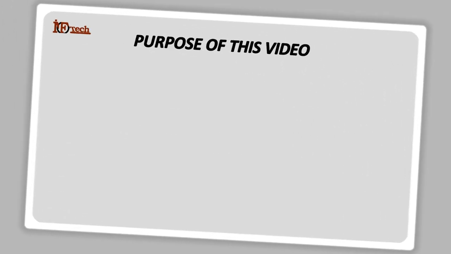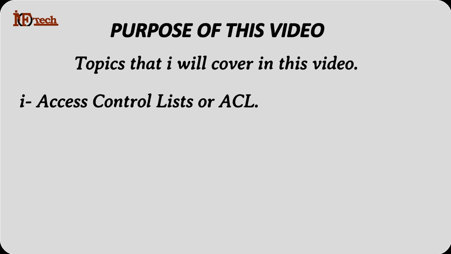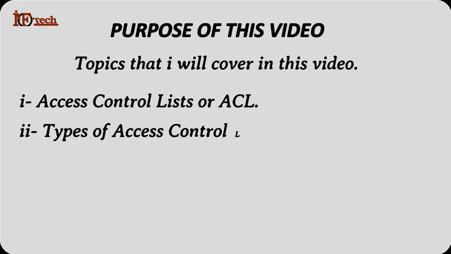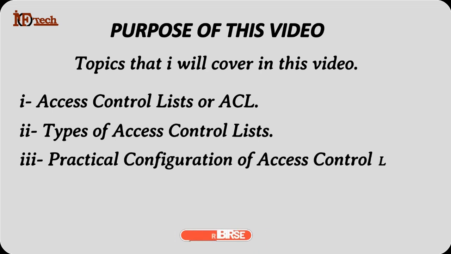Purpose of this video. In this video I will be covering the following topics. Number 1. What are the access control lists, or for short, we may call it ACL. Number 2. How many types of ACL are offered by the RUCKUS Unleashed network web management interface? Number 3. How to practically configure these access control lists.